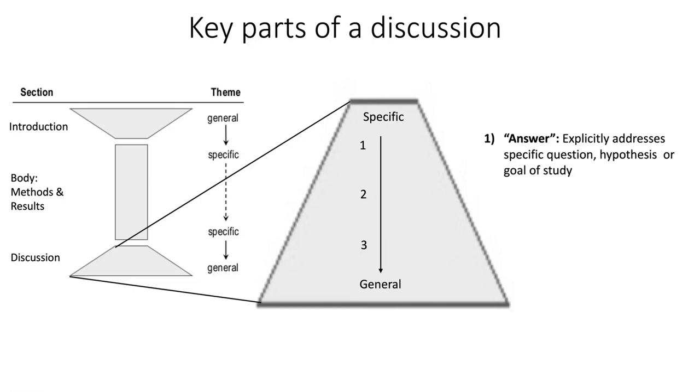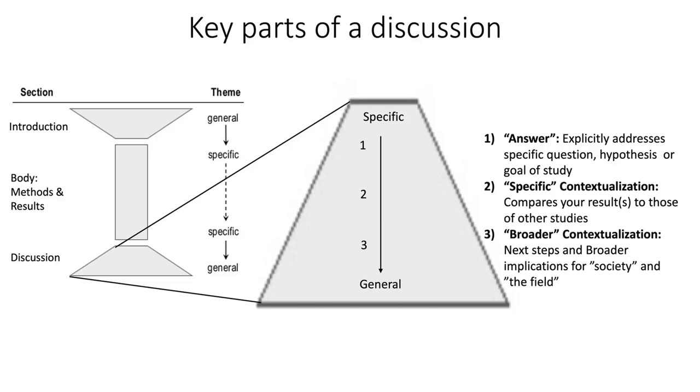So the first part is the most specific part, and that is your answer. Essentially, you're explicitly addressing the specific question, hypothesis, or goal of your study, and that should be the first part of your discussion. The second part is the specific contextualization. This is a little bit specific, but also a little bit broad, because you're comparing your specific results to those of other studies. What have other studies found and how do those compare? You're getting a little bit broader here because you're comparing your findings to those of others. And this is where you're going to incorporate those new scholarly papers that you found.